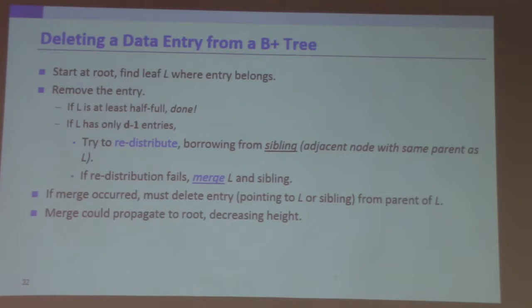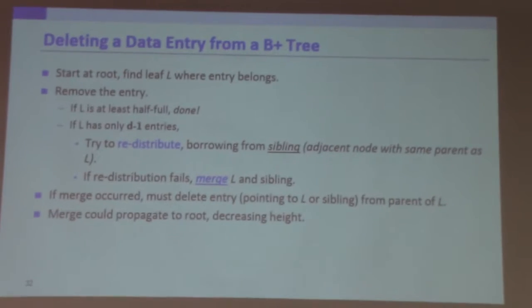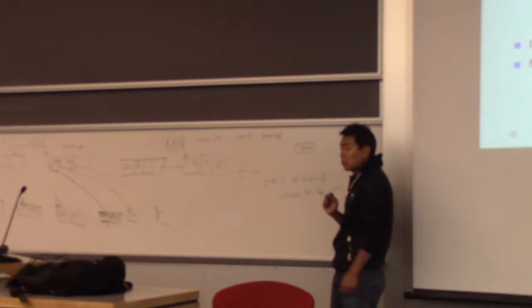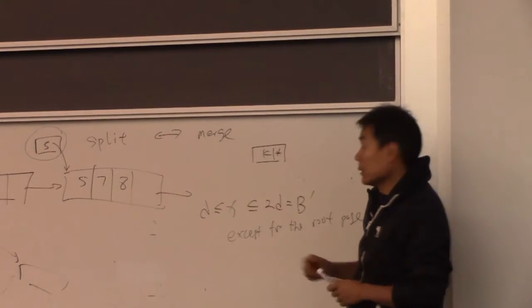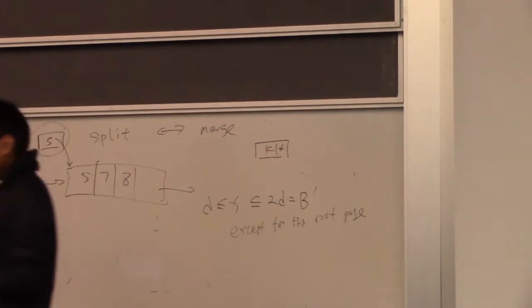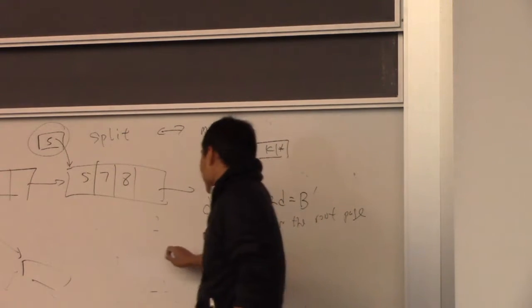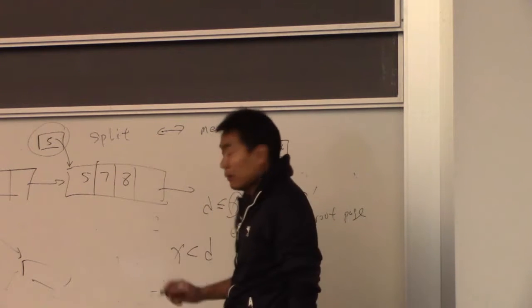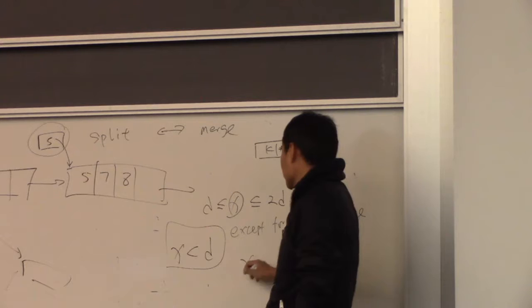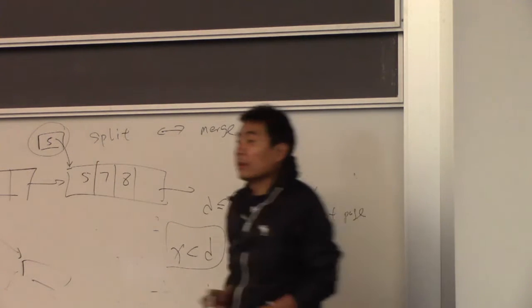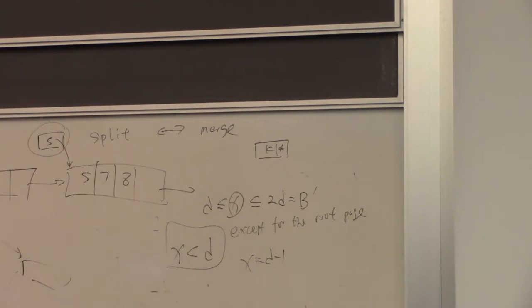Right? That's the environment we must hold, except for the root page. Is that right? But when you do a deletion, it's possible that this value X becomes less than D. In particular, the only possible case is X becomes D minus 1. The first time it becomes this, this is what we call underutilized.